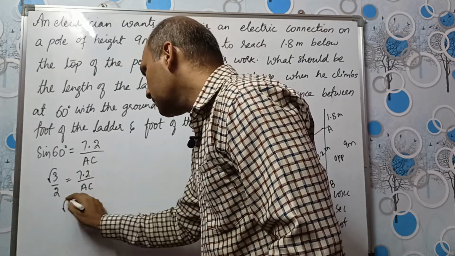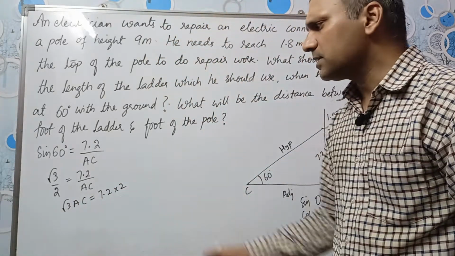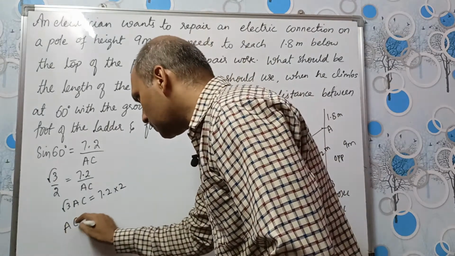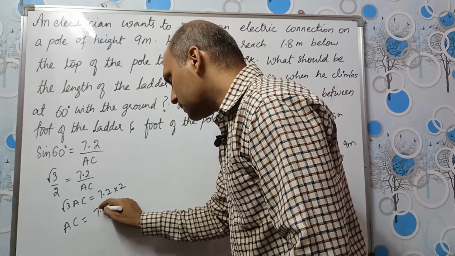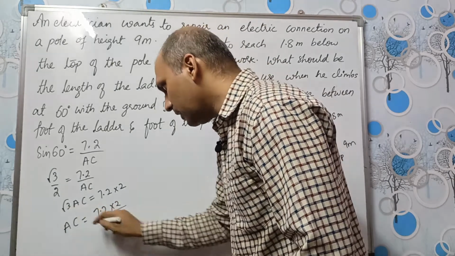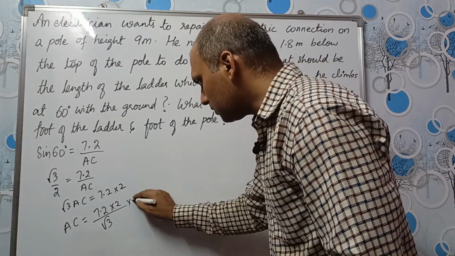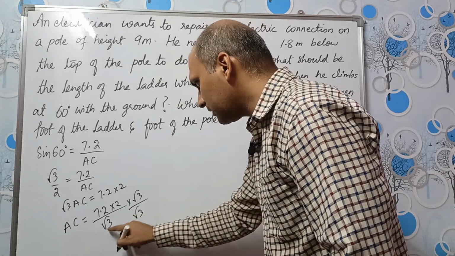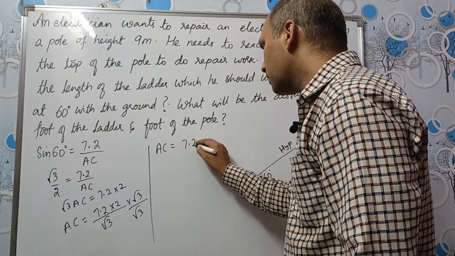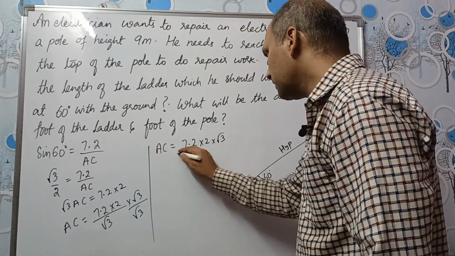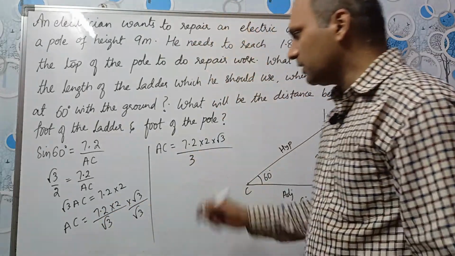If you cross multiply, root 3 AC will be 7.2 multiplied by 2. Let us not multiply this. Let us bring AC this side. You can multiply 7.2 into 2 also. Okay, 14.4 will come. 7.2 multiplied by 2 divided by root 3. If we have roots in the denominator, we will rationalize that, right? So let us rationalize this. Rationalizing factor of root 3 is root 3 only. So AC is equal to 7.2 multiplied by 2 multiplied by root 3 divided by root 3 into root 3, which is 3.